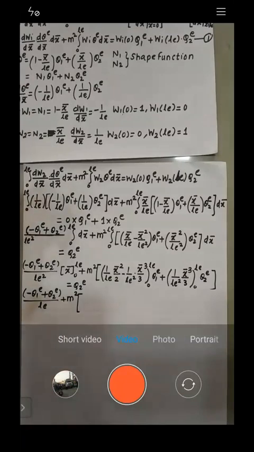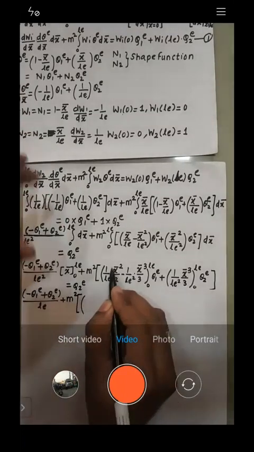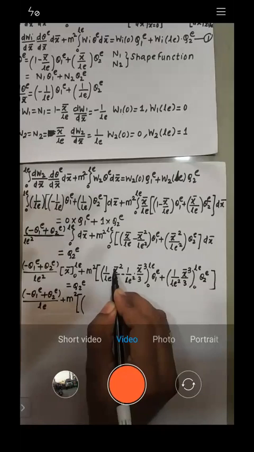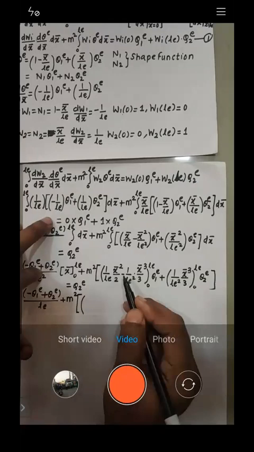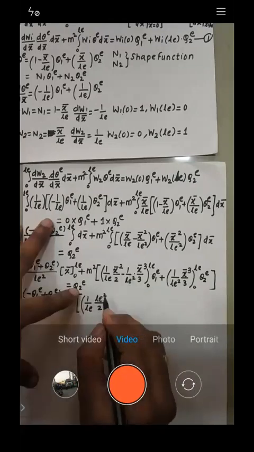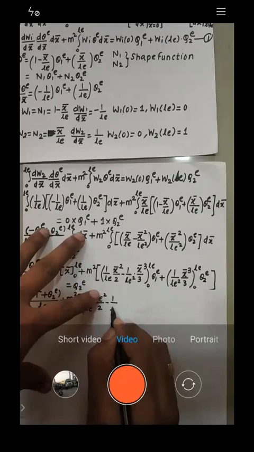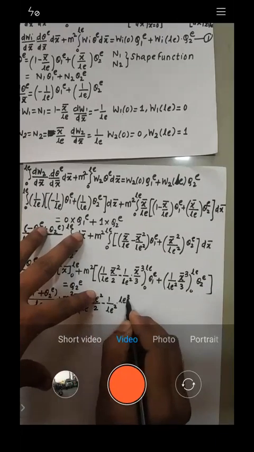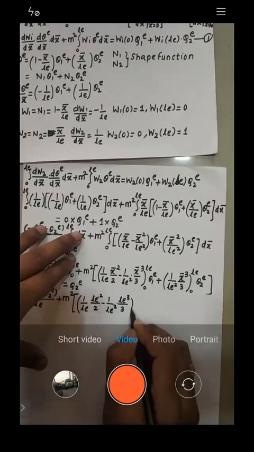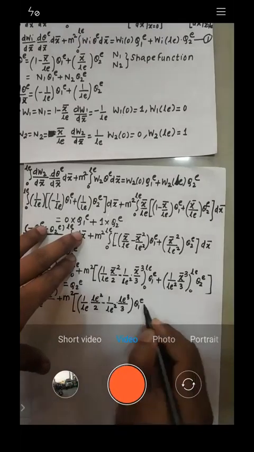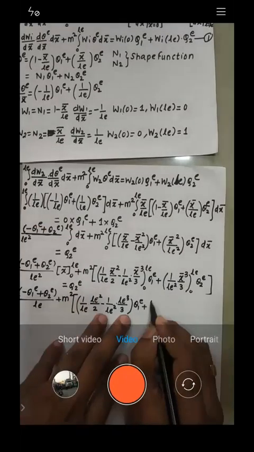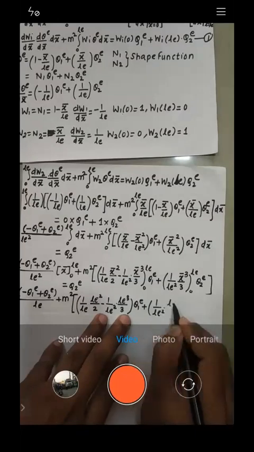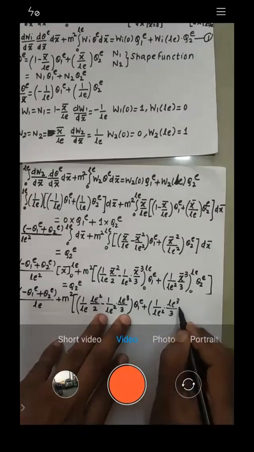Now you put x as LE. Right? So tell me what you are getting. Here you will get LE by 2, LE by minus 2. Okay, let me put 3. 1 by LE, LE by 2 minus LE by 3, it is LE by 6. LE square minus 1 by LE square, LE cube by 3, right? Theta 1 E plus 1 by LE square LE cube by 3 theta 2. Is it okay?